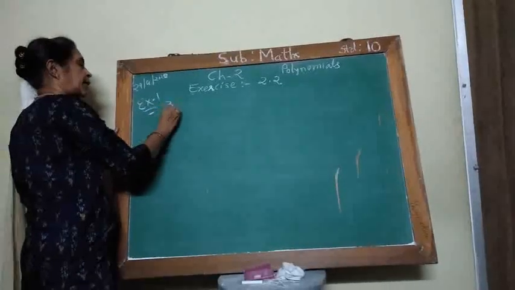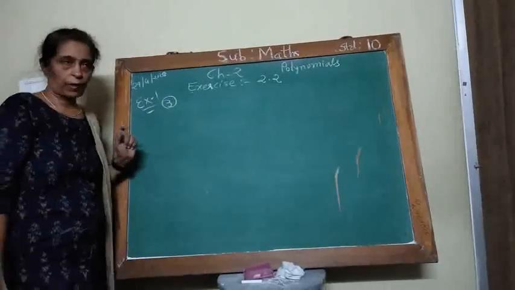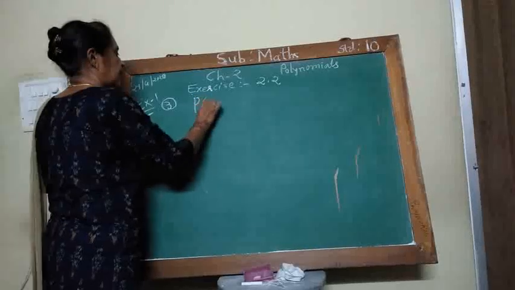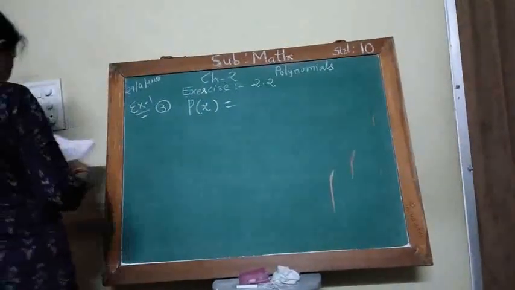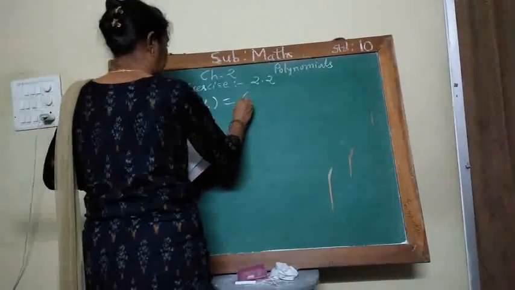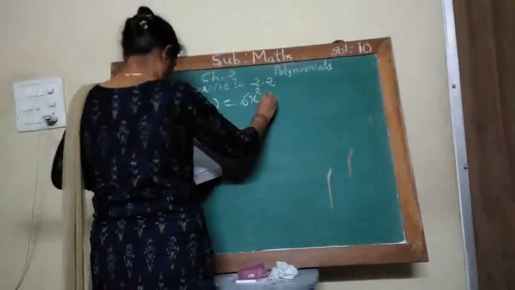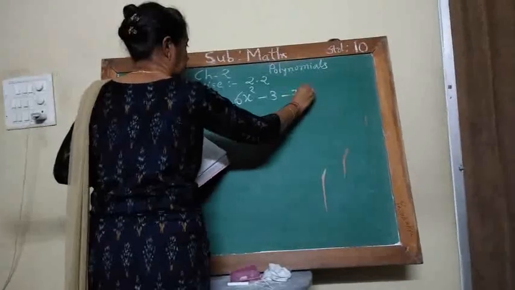So now I take the third sum of example 1. And the polynomial is given: p(x) is equal to 6x square minus 3 minus 7x.